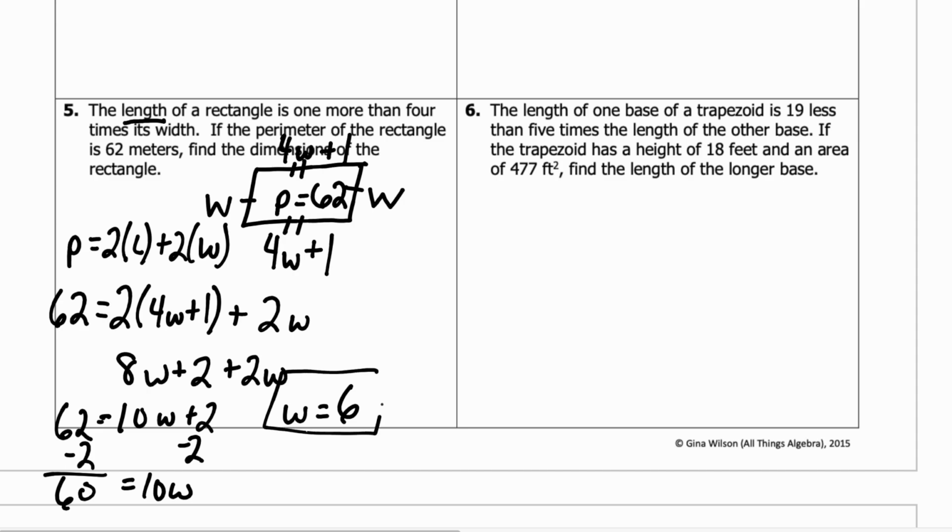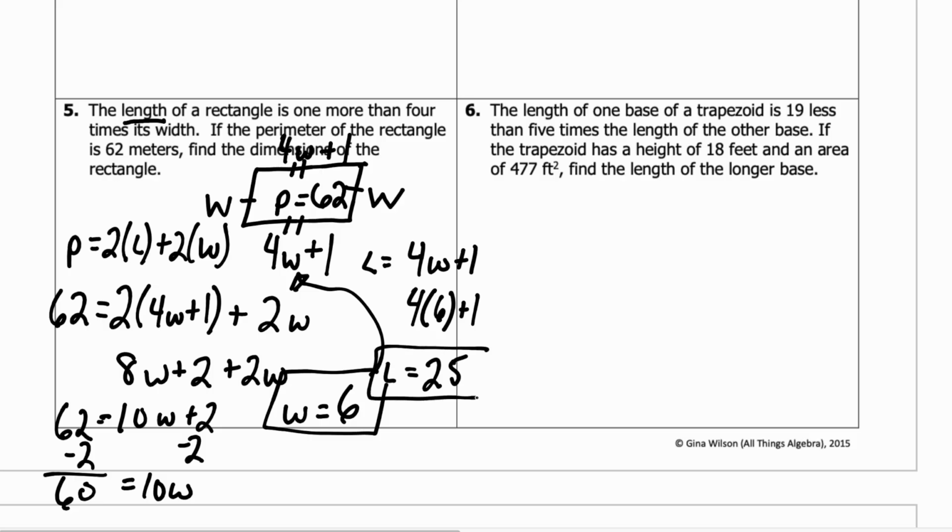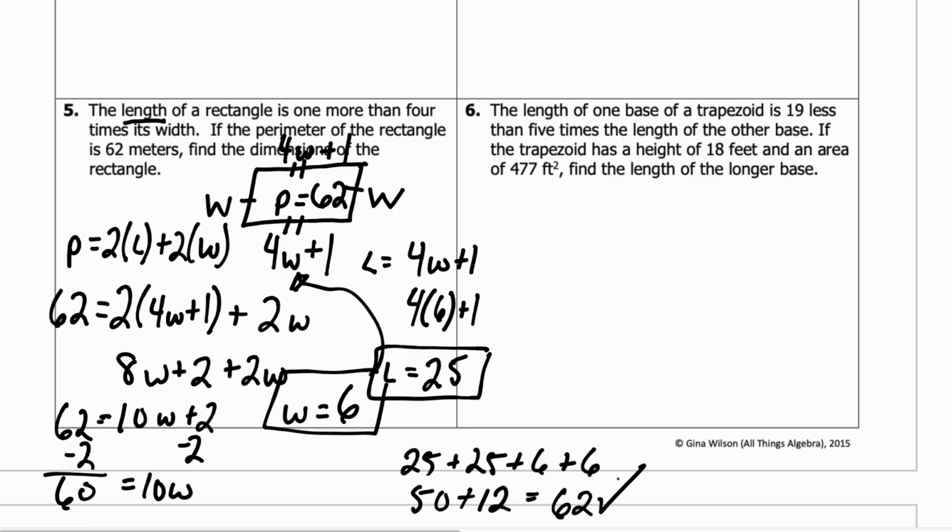Now that I have my width, all I have to do is plug it back into the expression that I have for my length to find what length is. So length equals 4 times W plus 1. And so we could put 4 times 6 plus 1, which is 25. So my length has to be 25. And of course, we can check that. We know that if this is the length, then we have 2 lengths. So we would have 25 plus 25 plus 6 plus 6, which would be 50 plus 12, which does in fact equal 62.